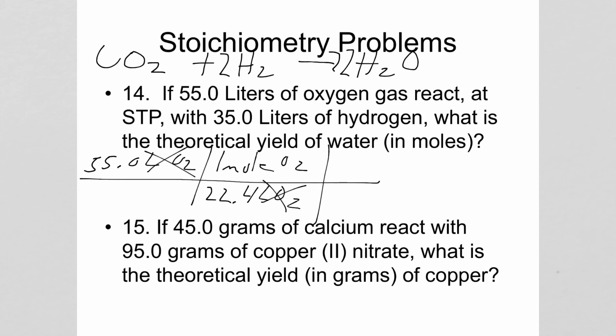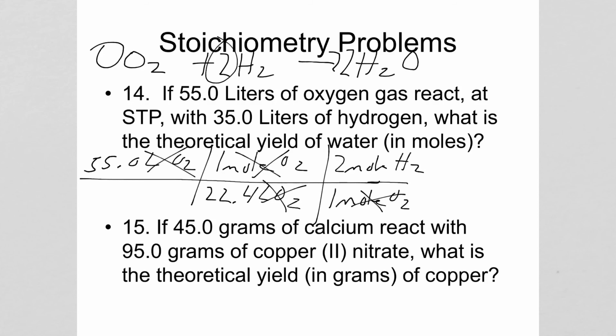So we look at our mole ratios, no coefficient in front of the oxygen. We've got a 2 in front of the hydrogen. So our mole ratio is 1 mole of O2 for every 2 moles of H2. And that's as far as we need to go. Notice that all our units have canceled out except for moles of hydrogen.